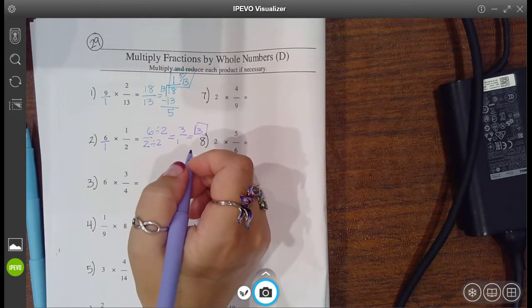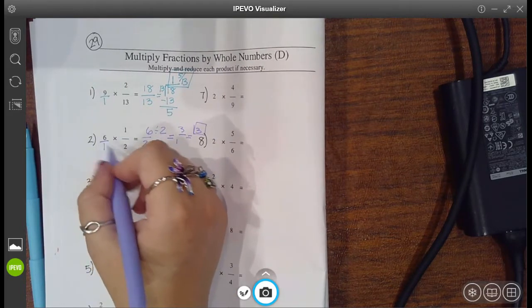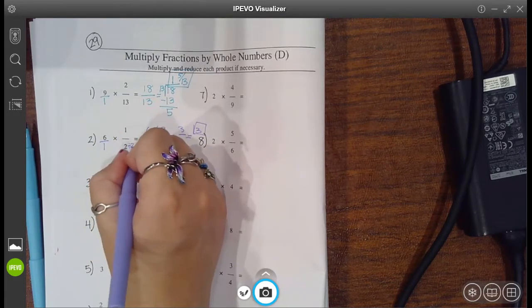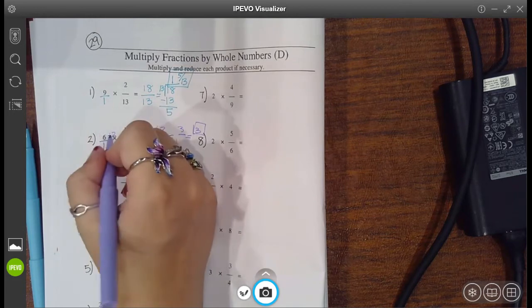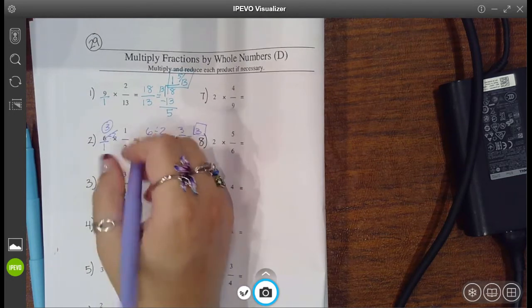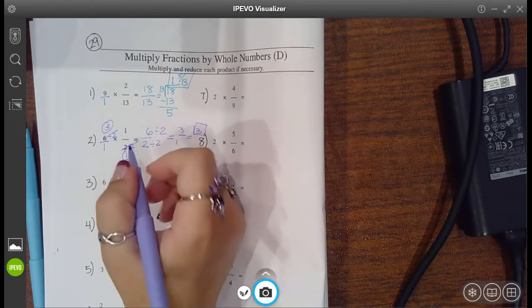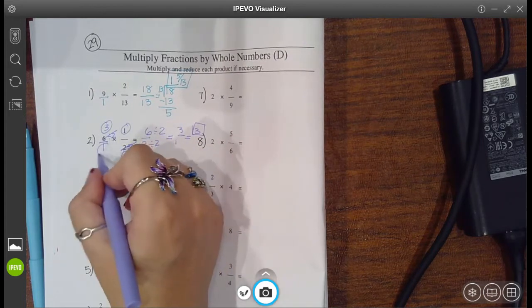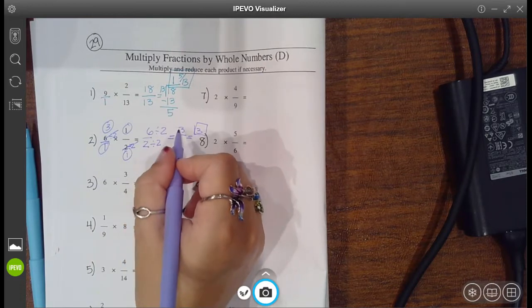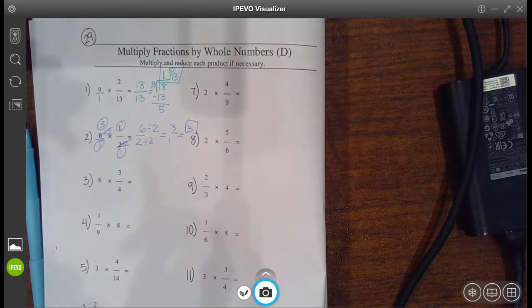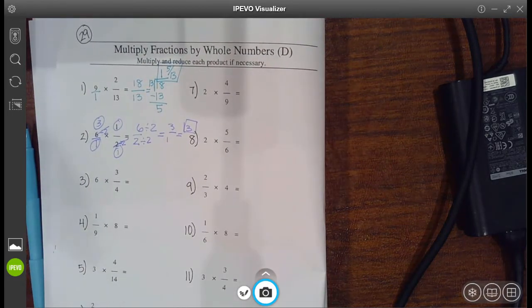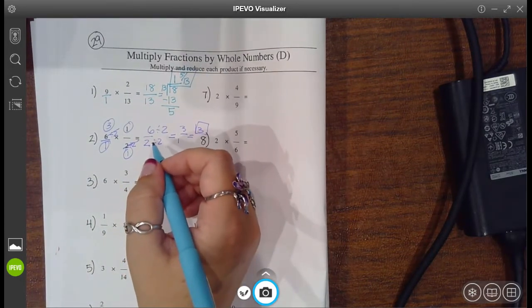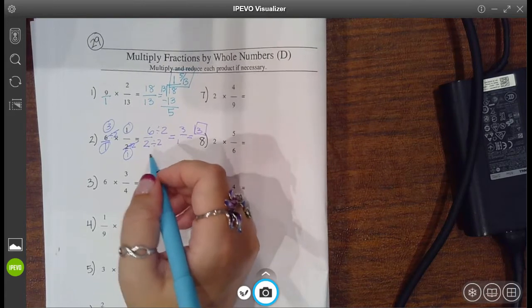Now, I could have gotten there faster if I would have just cross-canceled. So look here. Can anything go into 2 and 6? Yeah, 2 can. So 6 divided by 2 is 3, and 2 divided by 2 is 1. Now when you multiply across, you have 3 times 1, which is 3, and 1 times 1 on the bottom, which is 1, and 3 over 1 is 3. So see how you can get there faster if you cross cancel, which wasn't that big of a deal for this one, but sometimes if the numbers get really big, it does make a big difference.